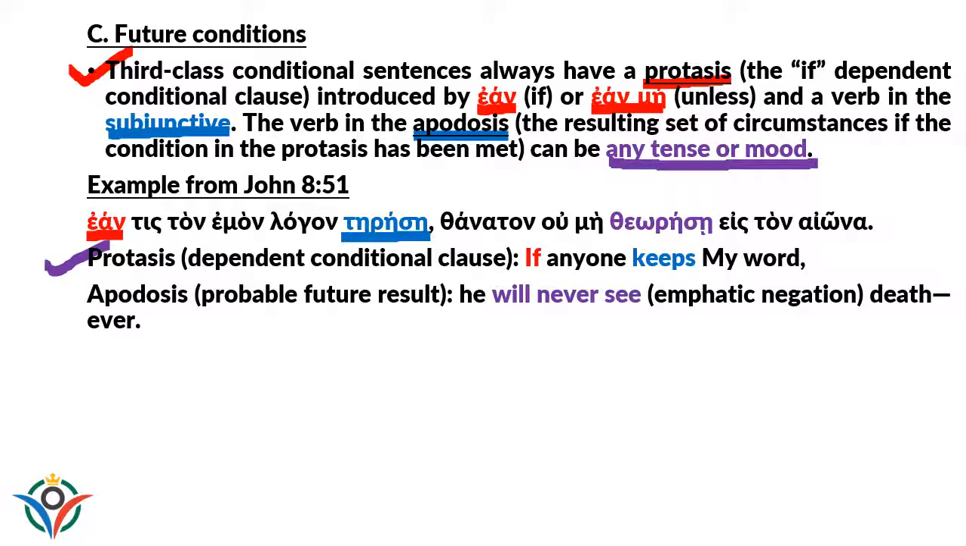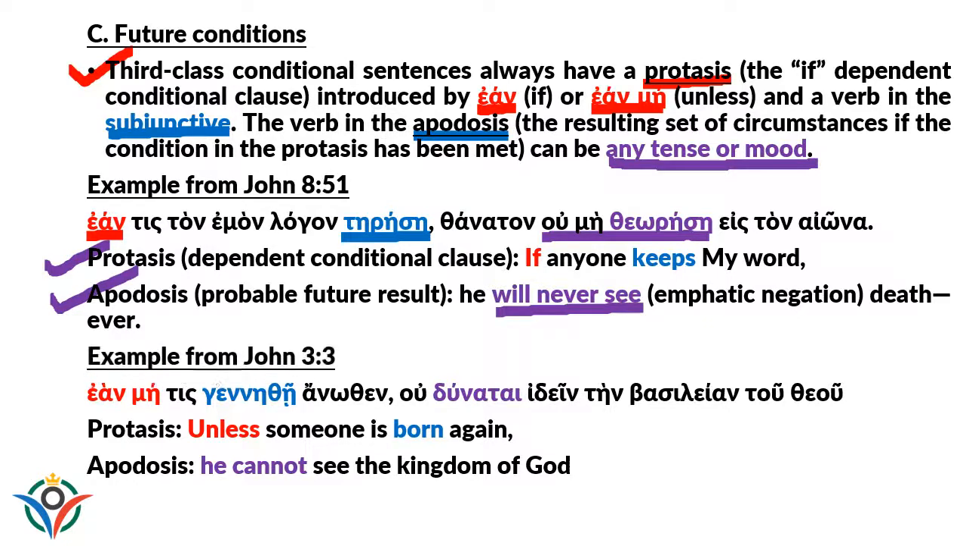And the second part of John 8:51 is thanaton ou mē theōrēsē eis ton aiōna. So that clause is the apodosis, the probable future result, and can be translated as he will never see death ever. Just notice here that ou mē theōrēsē is an emphatic negation, and that's why we've translated it as he will never see death. Let's do one more example together.